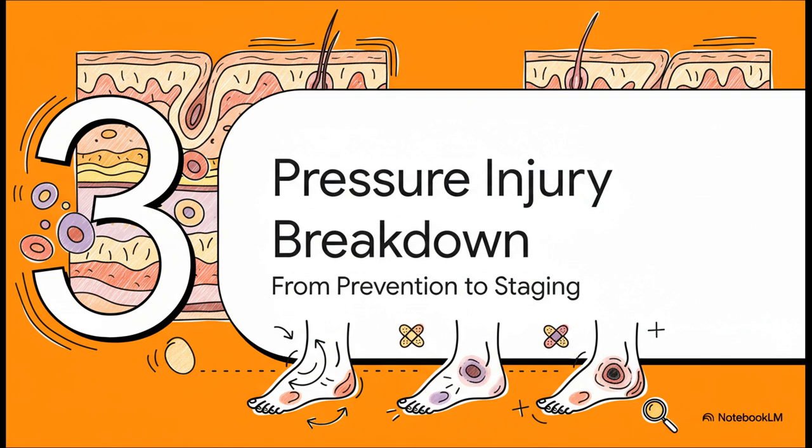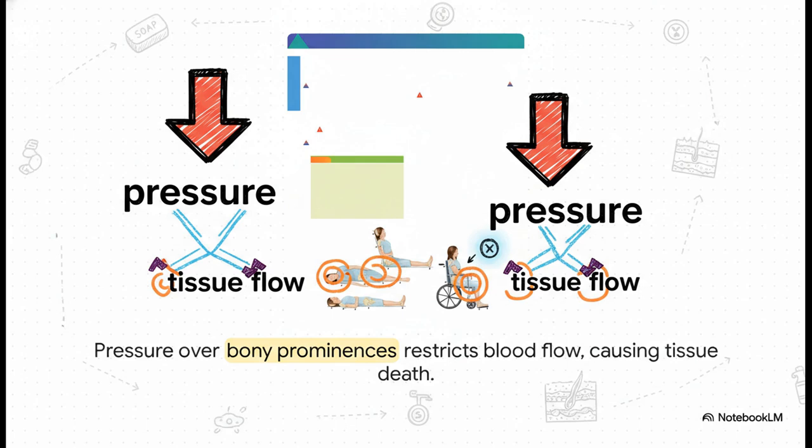Let's really get into how a simple thing like pressure can cause so much damage. Okay, look at this image. This shows you exactly what's going on. When a patient's weight is pressing down on a bony spot, think the tailbone, the heels, the hips, it physically squishes the tiny little blood vessels, the capillaries, completely shut. Blood can't get through. That means no oxygen is getting to the tissue, which we call ischemia. If you don't relieve that pressure, the tissue literally starts to die.